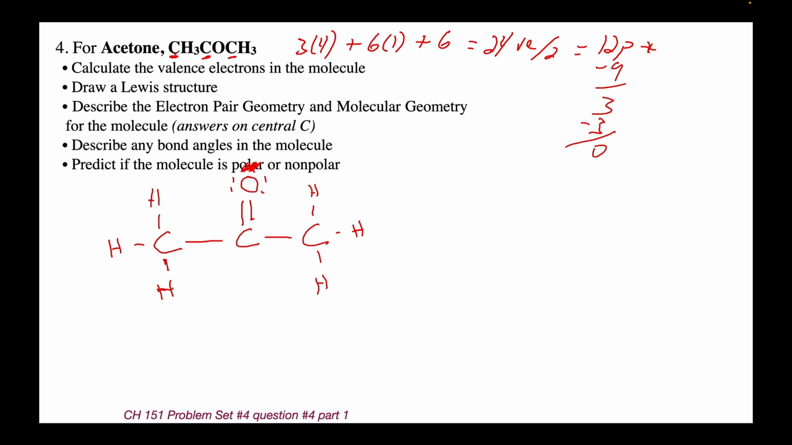Next thing, describe the EPG and MG for the central carbon. And again, that central carbon is this carbon right there. Okay, so electron pair geometry around that central carbon. That carbon has a single bond, a second single bond, and a double bond. Now, as we saw with the CO2 examples, doubles and triples count as one bond. So what that means here, there are 1, 2, 3 clouds around that central carbon. The double bond counts as just one cloud, and all 3 of them are connected to atoms. There's no lone pairs.